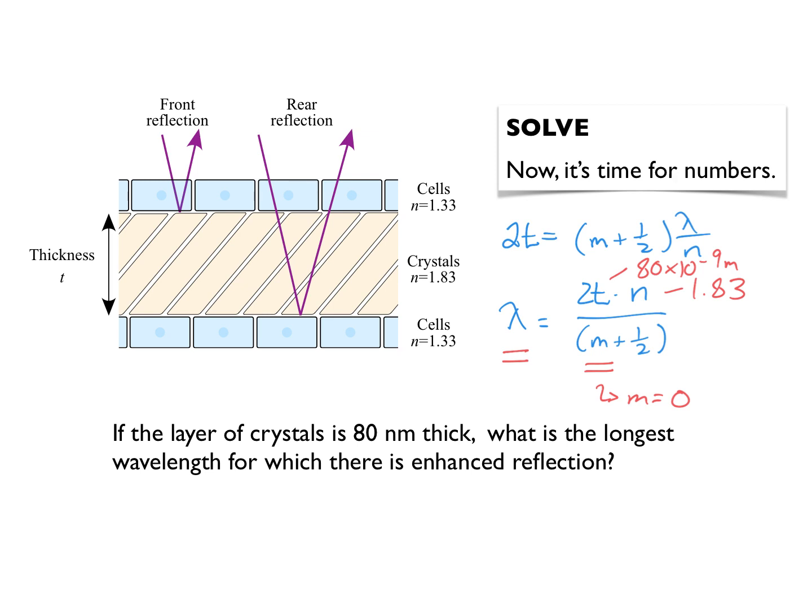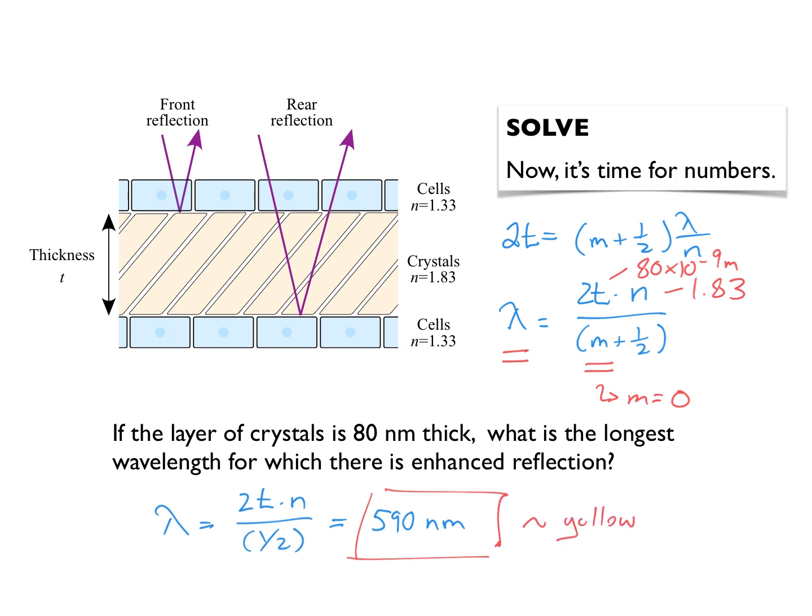So if I complete my calculation that way, I get the wavelength is equal to 2 times t times n divided by 1/2. I know everything in that relationship, so I can go ahead and do the calculation. And if I do that calculation, I get 590 nanometers to 2 significant figures. Okay? And what part of the spectrum is that in? Well, that's in the yellow region of the spectrum. I'm getting out towards the reds, but I'd say it's in the yellow part of the spectrum.